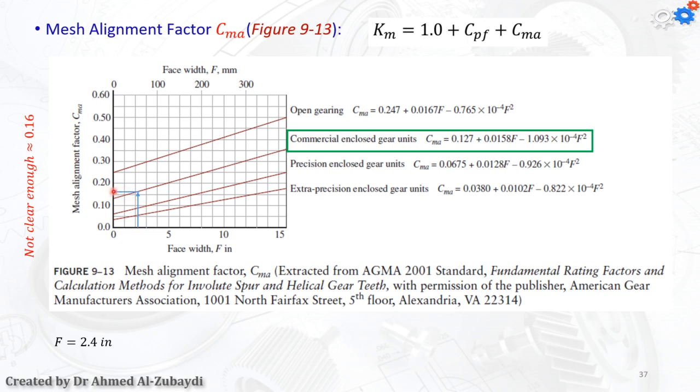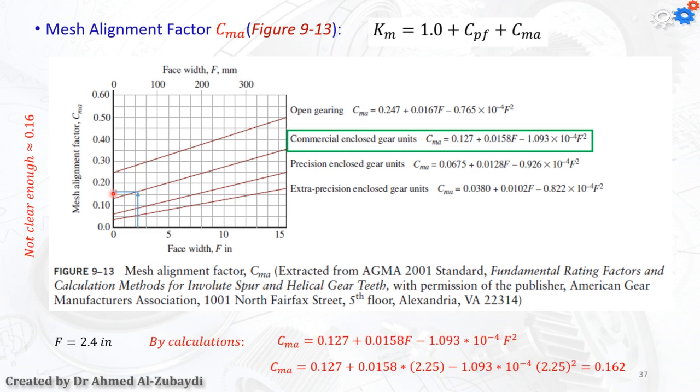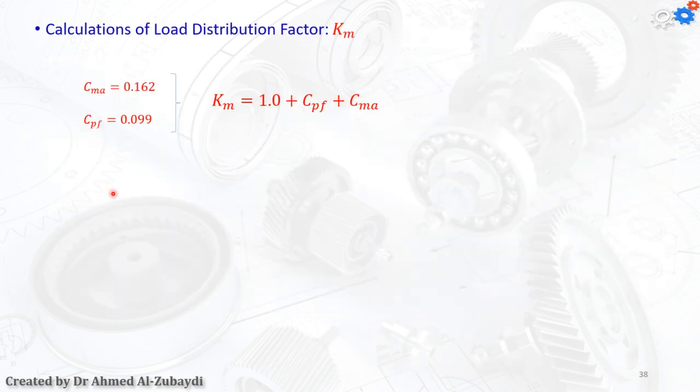this is 0.15, this is 0.2, so it should be something like the first fifth of that square. If I'm going to do the calculation with the value of the F to be 2.25, I will get the answer to be 0.162, which is very, very accurate. Now, I have the CPF, I know the CMA, so I can calculate the KM. By putting that in the equation, I will get the value for the KM to be equal to 1.26.